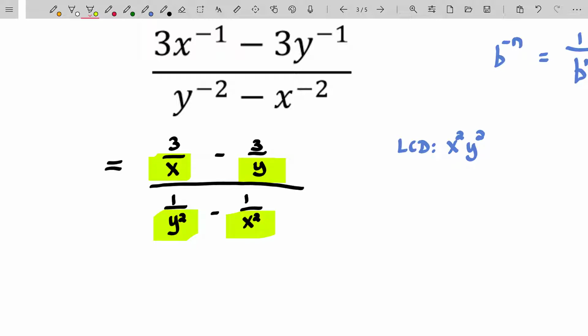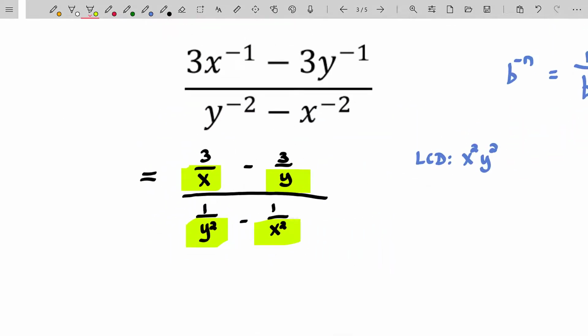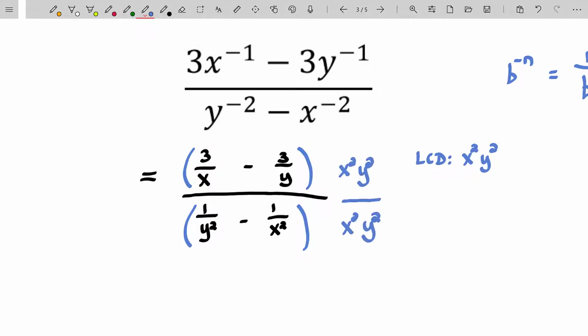Now, once you've identified the LCD, all you're going to do is multiply this fraction that we've created by 1, but it's a very special version of 1. It's going to be the LCD divided by the LCD. Remember, you do not want to change the value of an expression you've been handed. What you want to do is rewrite that expression as an equivalent fraction. And the only way you can do that is basically by multiplying by 1 the entire time. And the very special version of 1 that we're going to multiply by is x squared y squared over x squared y squared. Basically, LCD divided by LCD.